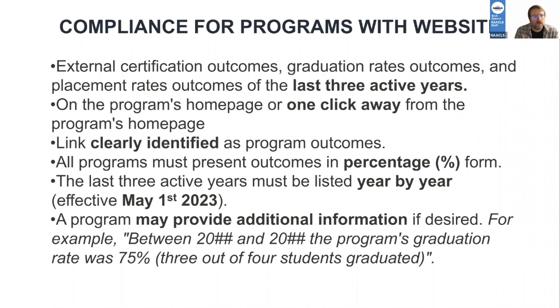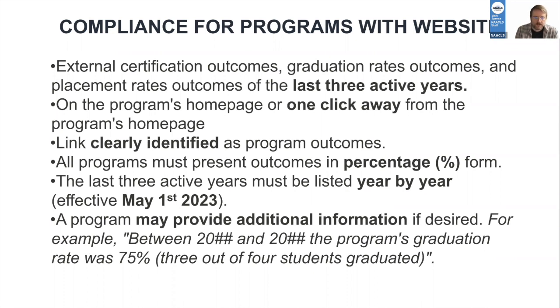For standard 4A1D, external certification outcomes, graduation rate outcomes, and placement rate outcomes have to be available from the last 3 active years. For programs with websites, they have to be on the program's homepage or one click away from the program's homepage. If it is one click away, the link has to be clearly identified as program outcomes. All outcomes must be presented in percentage form, and this is the new one as of last week. The last 3 active years must be listed year by year, and this change must be completed by our programs by May 1st, 2023.